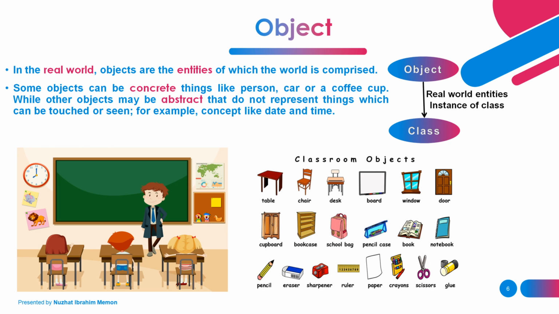Some objects can be concrete things that one can touch or feel, like a person, car, or coffee cup, while other objects may be abstract, that we can't touch or see. For example, concepts like date and time.